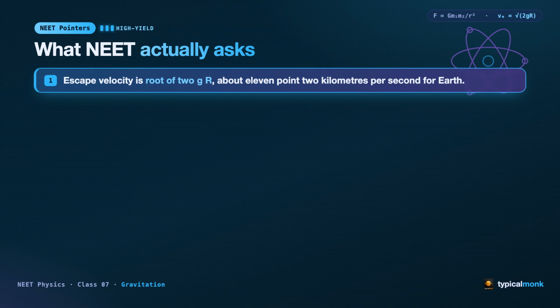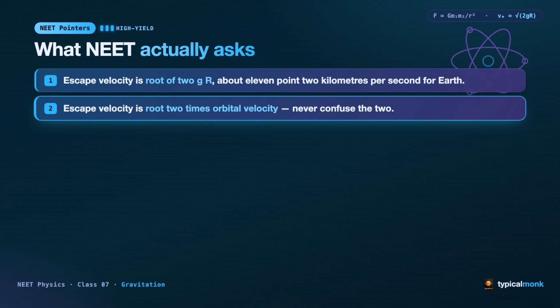Now sit up straight. These 5 lines are what NEET actually asks year after year. 1. The escape velocity is the square root of 2gr, which comes to about 11.2 kilometers per second for the Earth, and it is independent of the escaping body's mass. 2. The escape velocity is root 2 times the orbital velocity. Never confuse the two. They differ by exactly that factor.